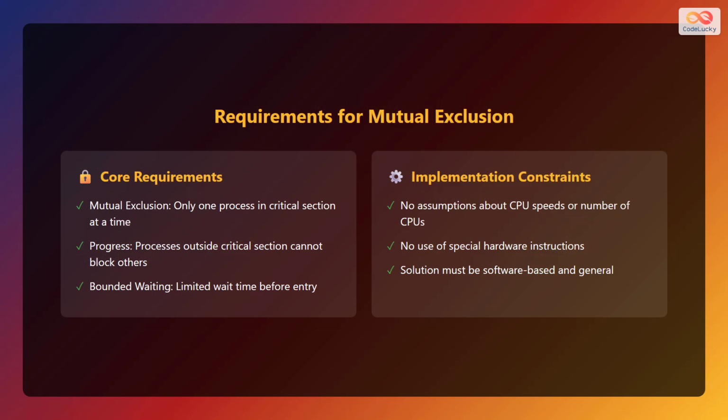To effectively solve the mutual exclusion problem, there are certain requirements that a solution must meet. First, mutual exclusion itself. Only one process can be in the critical section at any given time. Second, progress. Processes that are outside the critical section should not block other processes from entering. Third, bounded waiting. There should be a limit on how long a process waits before it can enter the critical section. Furthermore, the solution should make no assumptions about CPU speeds or the number of CPUs available. It should not rely on special hardware instructions and should be software-based in general.